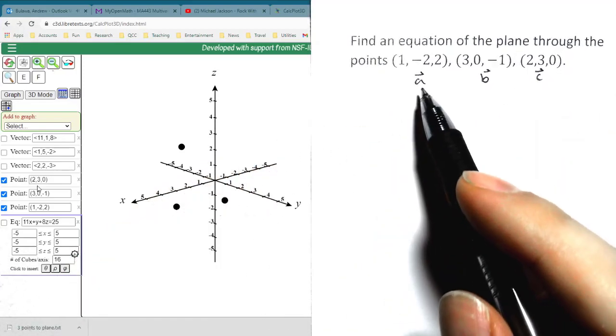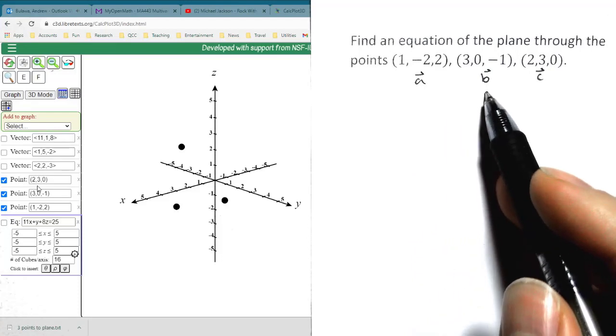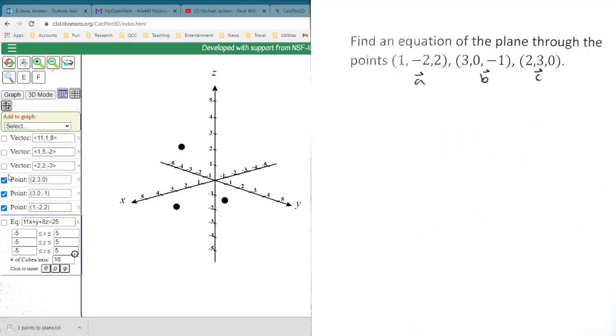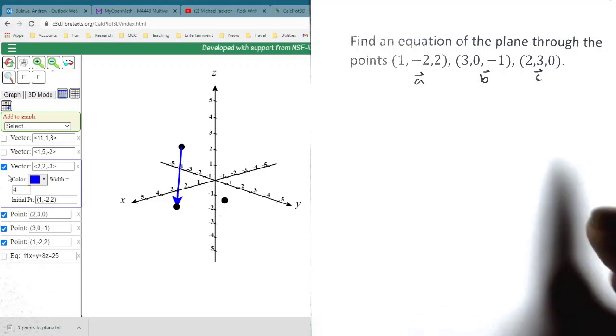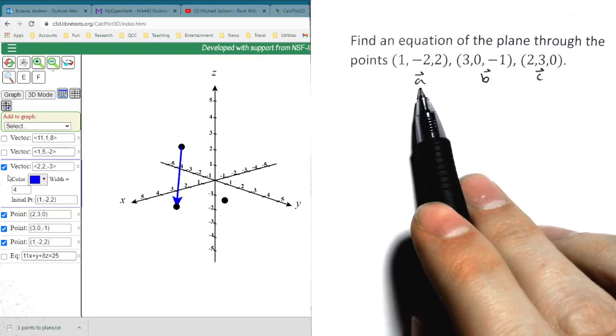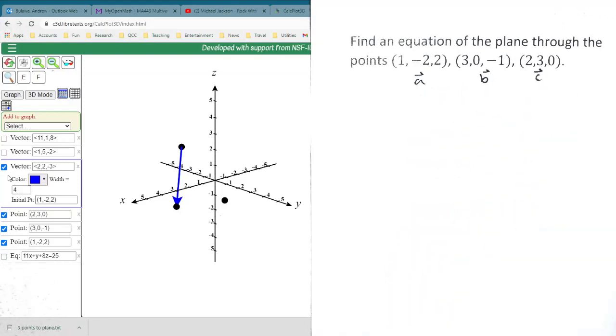all right, then I create a vector running from A to B, right? So let's go ahead and do that. Let's see what we get. Well, that's this vector over here. And I can create a vector running from A to C. So let's do that. That's this vector over here. Now I've got 2 vectors that are in the plane.